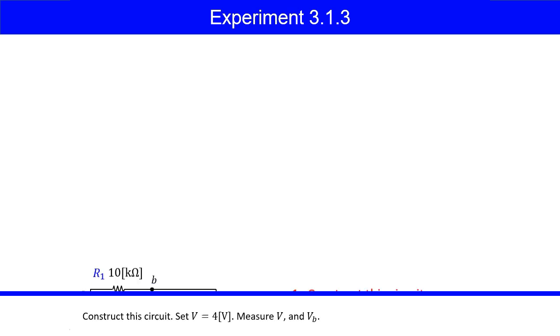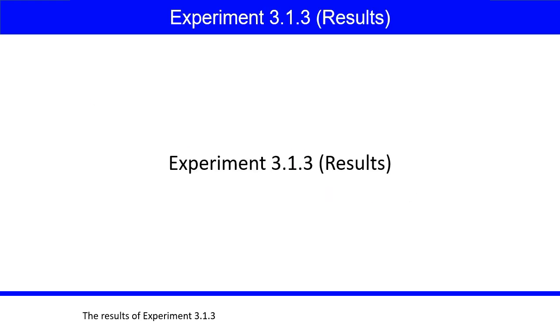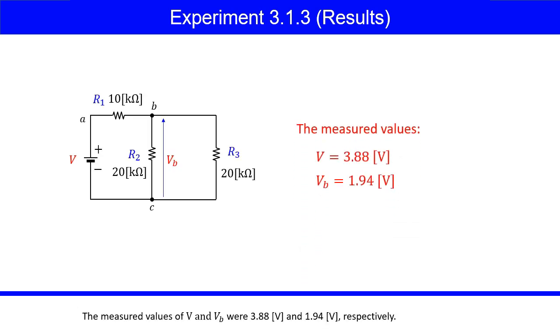Experiment 3.1.3. Construct this circuit. Set V equals 4 volts. Measure V and VB. The results of experiment 3.1.3. The measured values of V and VB were 3.88 volts and 1.94 volts respectively.